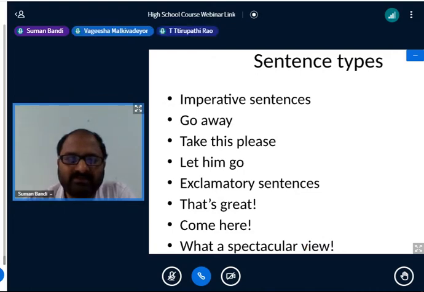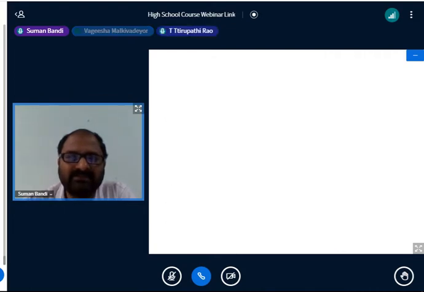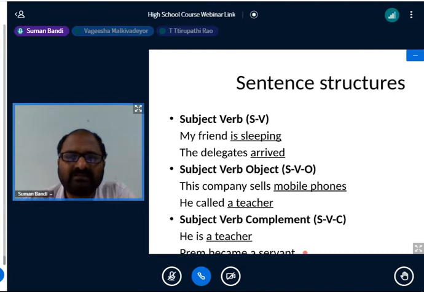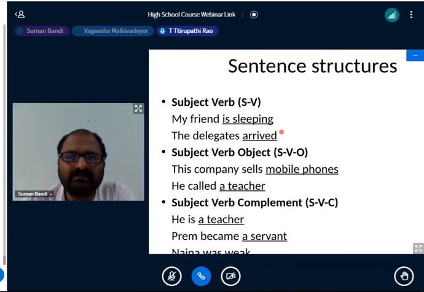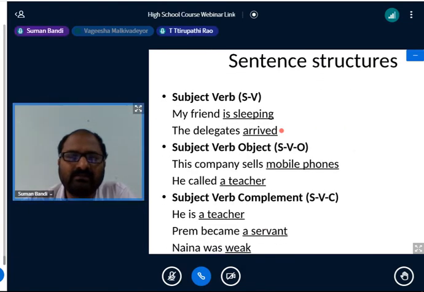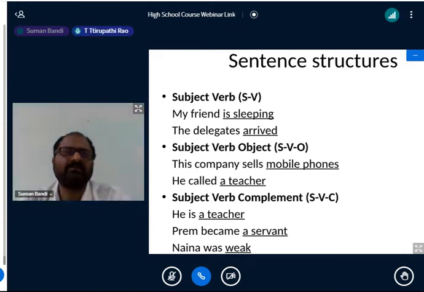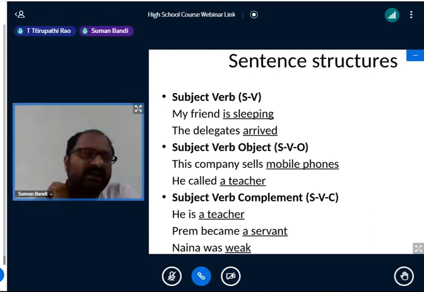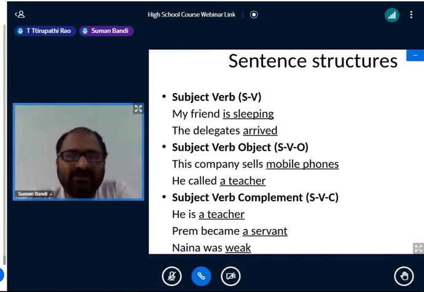Sir, I find another type of sentence in a few grammar books, that is optative. Could you please give details of the optative sentences? Optative. All grammar books don't mention optative.